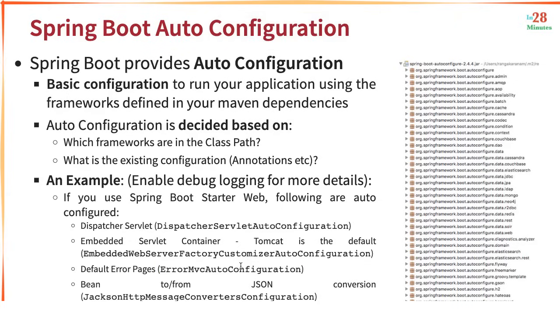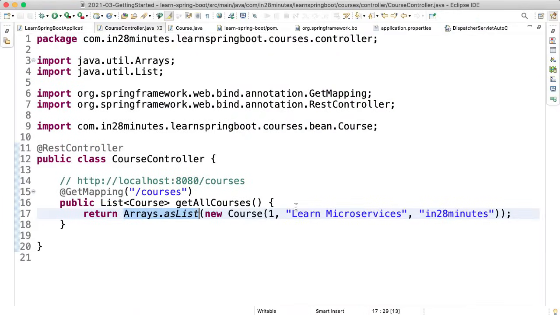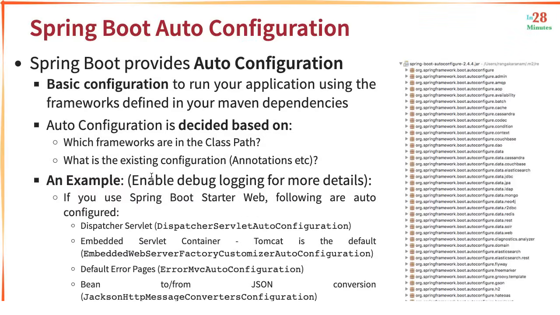The other thing which we also saw when we built our application is the bean to JSON conversion. In our CourseController.java, we are returning a Java bean back, an ArrayList back. Who's converting this to JSON? This is converted by a framework called Jackson. And this is auto-configured for us.